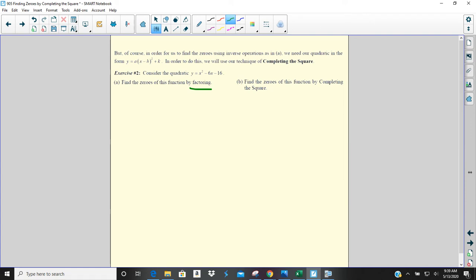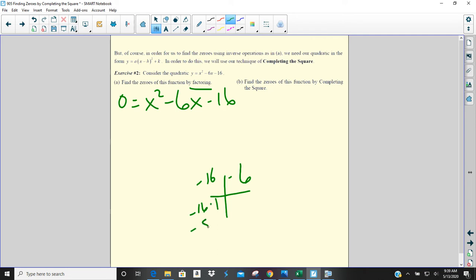So let's do that. Let's change y to 0 equals x squared minus 6x minus 16. So I'm looking for the factors of negative 16 that when added together give me negative 6. We know there's negative 16 times 1. We know there's negative 8 times 2. We know there's negative 4 times 4. And then they flip with the negatives, right? So when we add them together, negative 16 plus 1 is negative 15. That's not right. Negative 8 plus 2 is negative 6. That's correct. This is our choice.